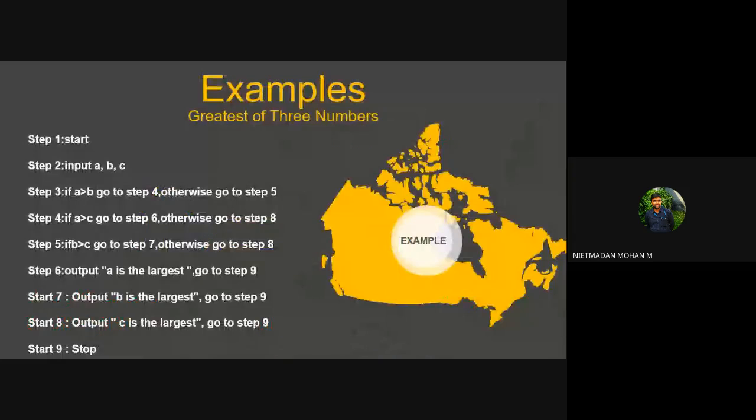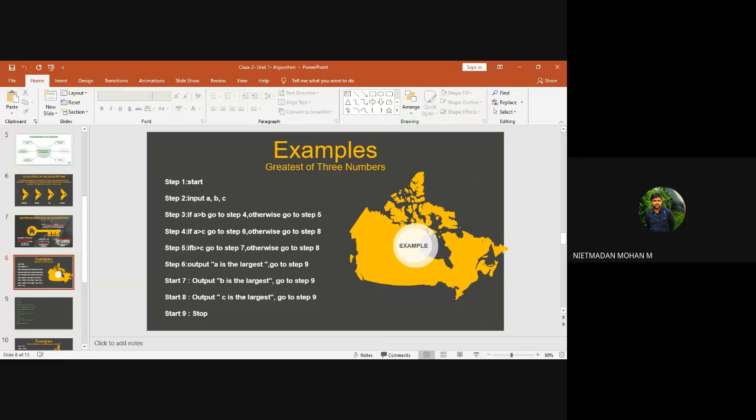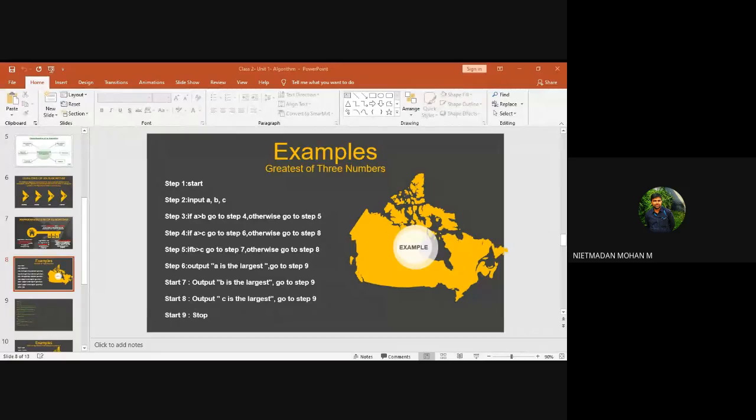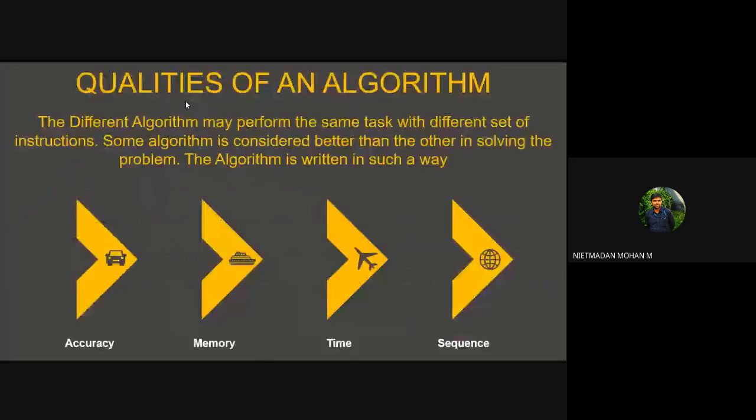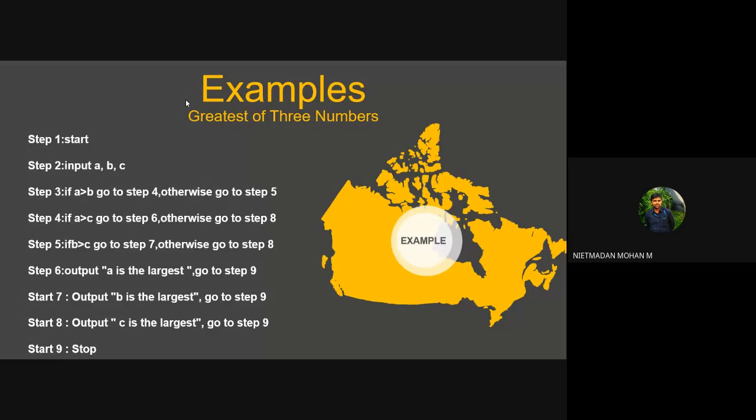Are you able to view this? Yes, sir. So I'll give you 1 minute. You just go through those steps and tell me what is really happening in this sequence. You go through these 9 steps and tell me what is really happening in this sequence. The computer science students are aware of this, and non-computer science students, take your time and read this.